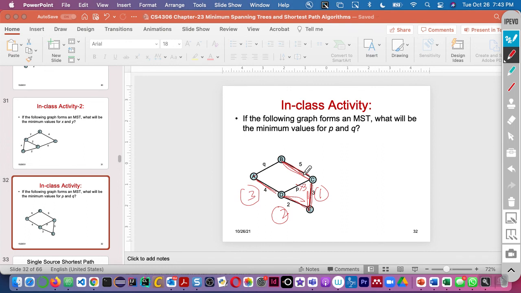So I'm asking what is the minimum value for Q? Would the minimum have to be at least 4 for it? No. If you take 4, then I could take A and B. Then why I'm getting 5? It needs to be greater than 5, right? Understand? It needs to be greater than 5. Then we can avoid it. Right? That's the only minimum spanning tree in this example.